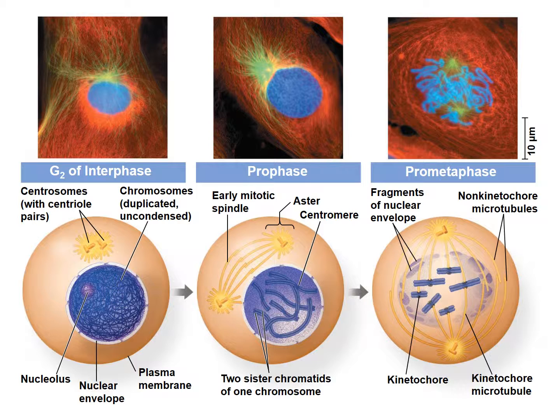At the next stage, prometaphase, the nuclear envelope disintegrates and microtubules are formed, many of which attach to the middle of each sister chromatid pair on its kinetochore.